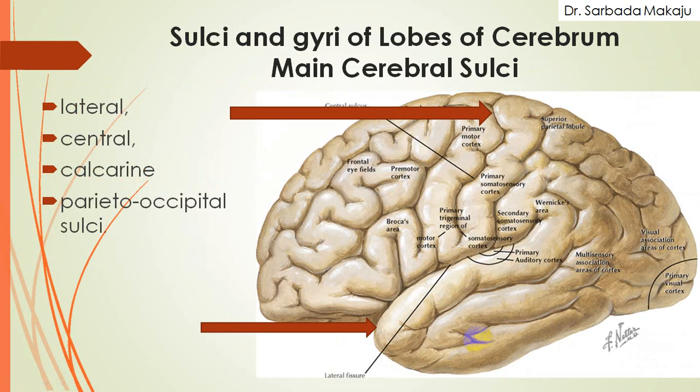Now the sulci and the gyri of the lobes of the cerebrum. The main cerebral sulci present in the cerebrum: the first one, the most important sulcus, is known as the central sulcus. One more sulcus that is present is known as the lateral sulcus. And there are also the calcarine sulcus and the parieto-occipital sulcus.